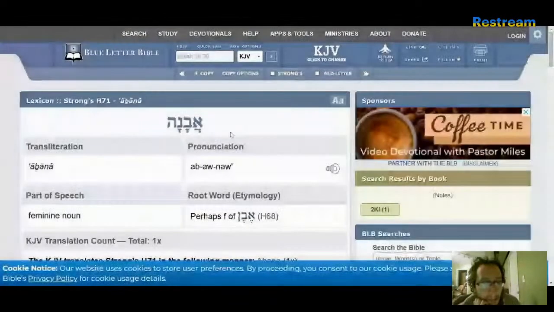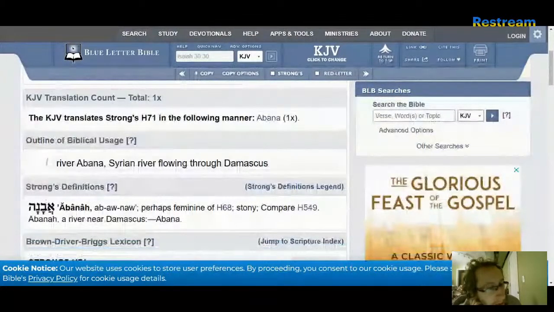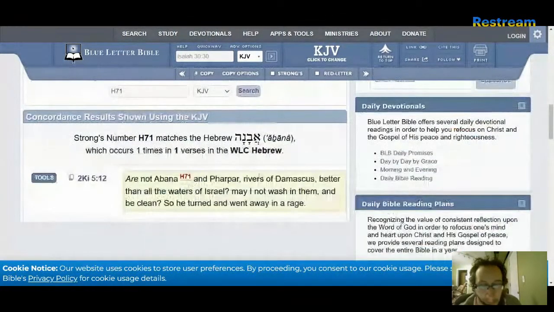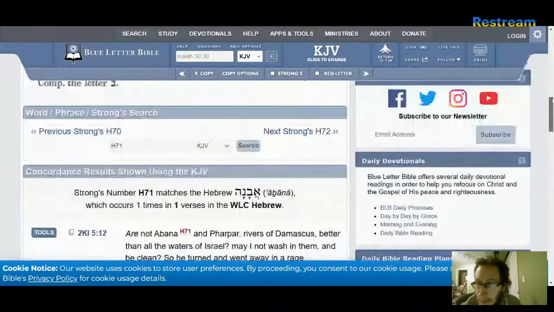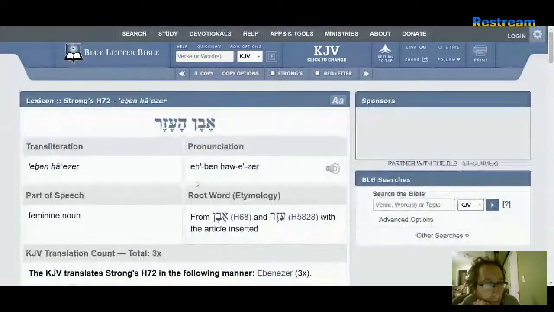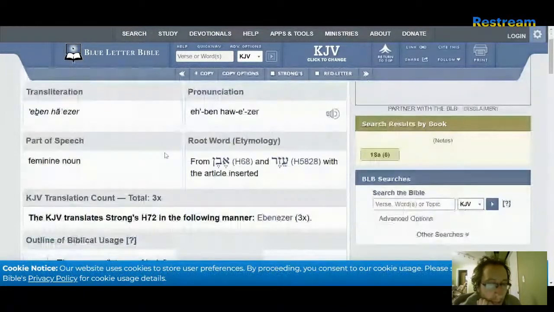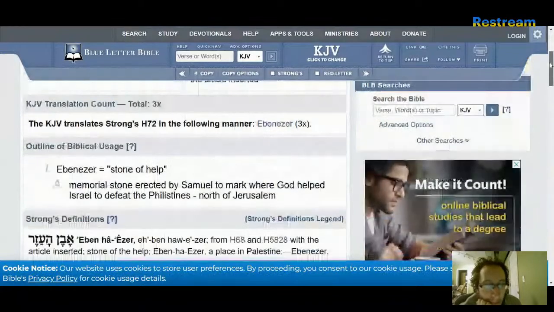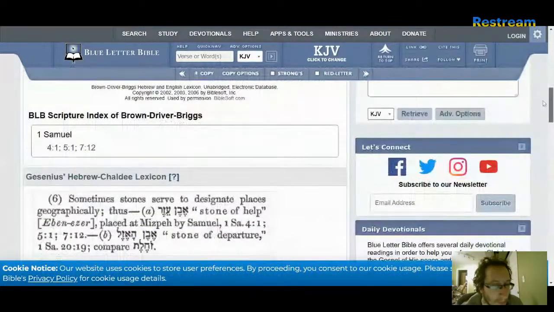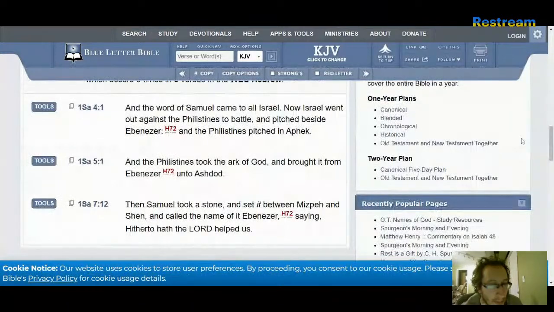All right, so now sharing again, Blue Letter Bible. So here we have Abna, which is a river in Syria going through Damascus. The river is simply called Abna, and it's in 2 Kings. Then we have Ebon Ha'ezer, stone of the help, or helping stone. So that was erected by Samuel to mark where God helped Israel to defeat the Philistines. So you're often going to see it pronounced as Ebenezer.